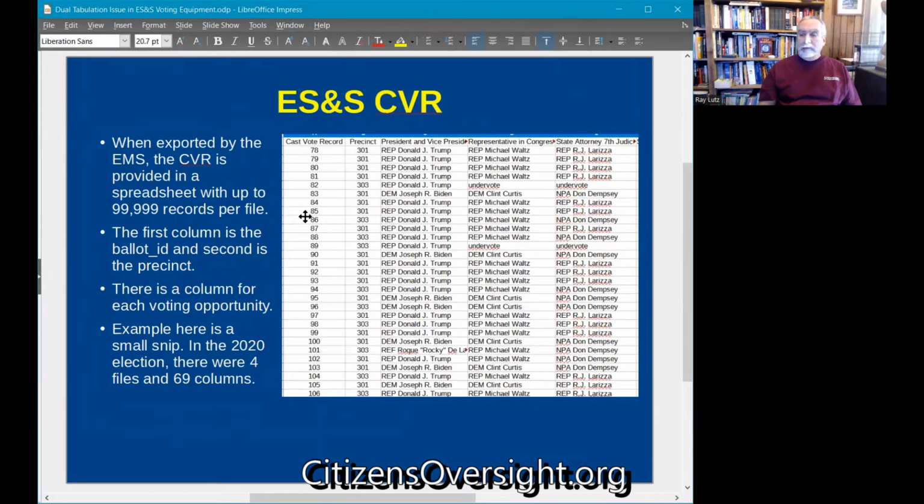The first column has the cast vote record, which is like the ballot ID number. And in this type of machine, it just starts sometimes at 1 and goes all the way up, incrementing. You have precinct numbers, which are assigned by that, and there's sometimes a ballot style in here as well. And then what you have across the top here is columns, and in each column you see here's president and vice president, and then under that, if it's a vote for Trump, in this case it'll say Republican Donald J. Trump, and if it's a vote for Biden, it says Democrat Joseph R.